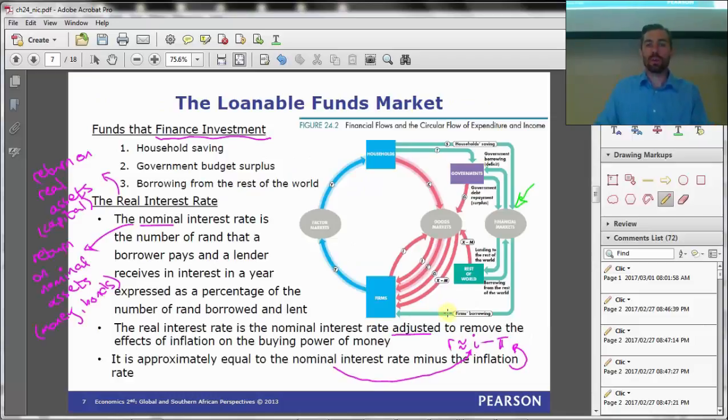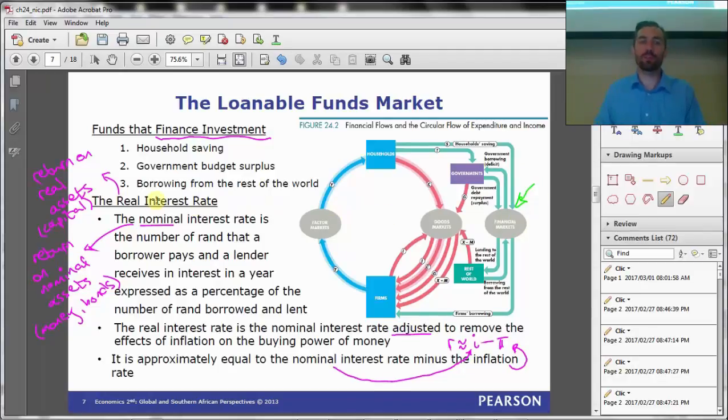So when we're talking about the loanable funds market, where does this fit into our circular flow diagram? Compared to the first circular flow diagram that we saw in the introductory chapter, we now have this additional market here, the financial market. And through the financial market, we have savings on the one side and borrowings on the other side. Okay? So the financial markets are channeling funds from savers to borrowers.